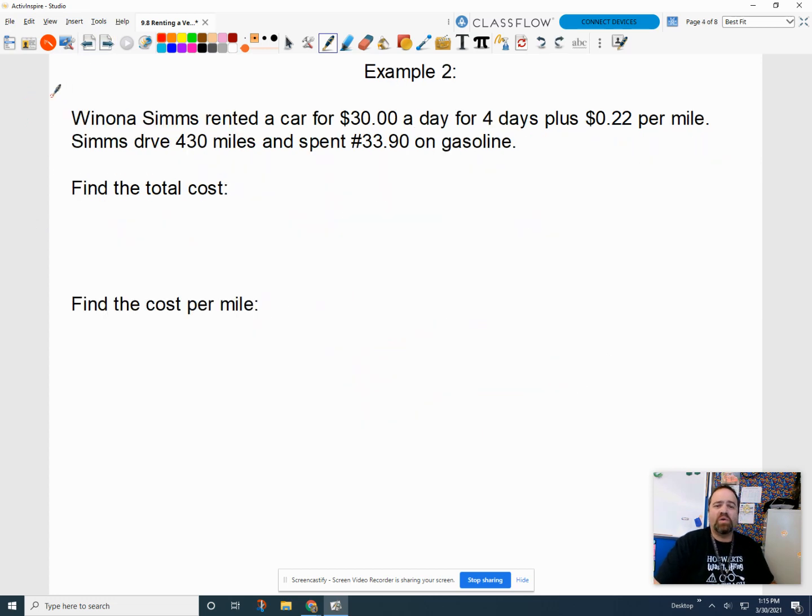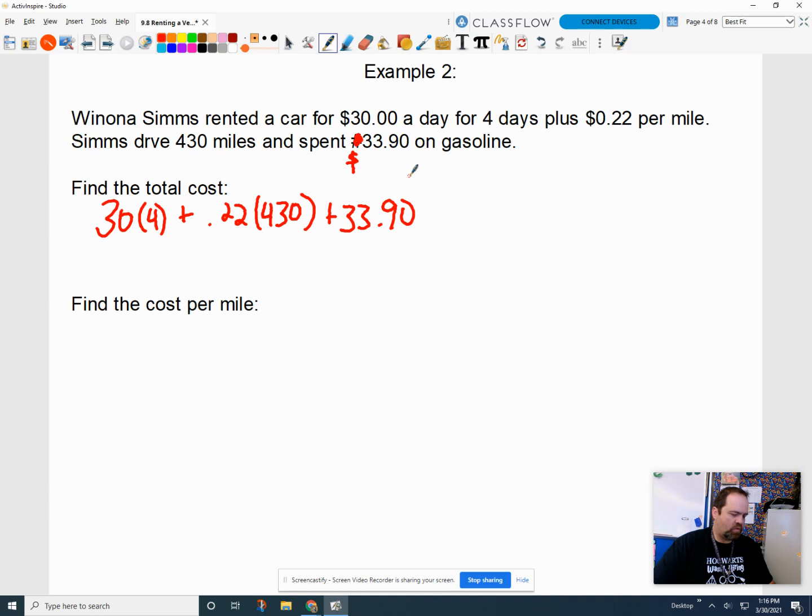Okay. These don't get any trickier. Just pay attention to the number of days, if it's a per day thing. So Winona rented a car for $30 a day for 4 days. I'm going to set this up as I go. $30 a day for 4 days. She paid 22 cents per mile for 430 miles. And then she had $33.90 for gas. This doesn't say anything about the insurance waiver, so she's not paying for that. Hope she doesn't get in a wreck.